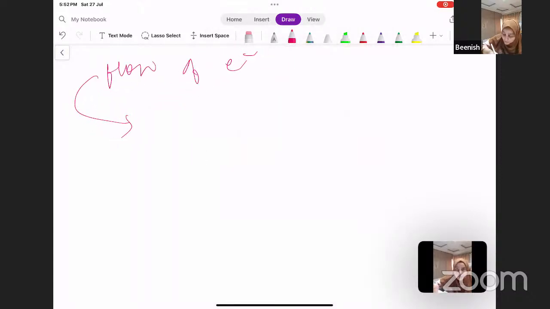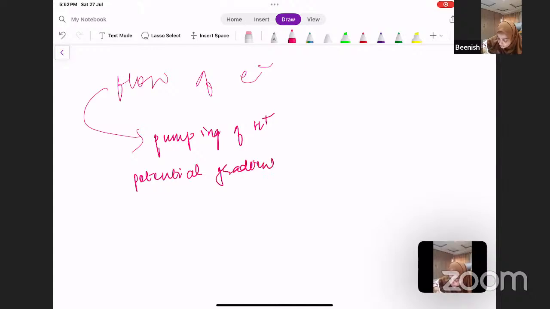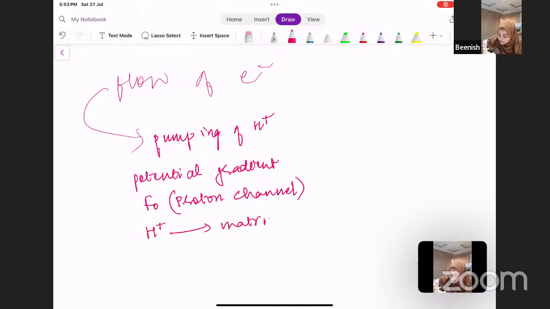Okay, flow of electrons to various complexes was accompanied by pumping of protons, and as protons were pumped, a potential gradient was created. Because of that potential difference, what happened? Your F naught acted as a proton channel, and from the intermembrane space through F naught, your protons moved into the matrix, because of which rotation took place in the gamma and the C proteins of the F naught.